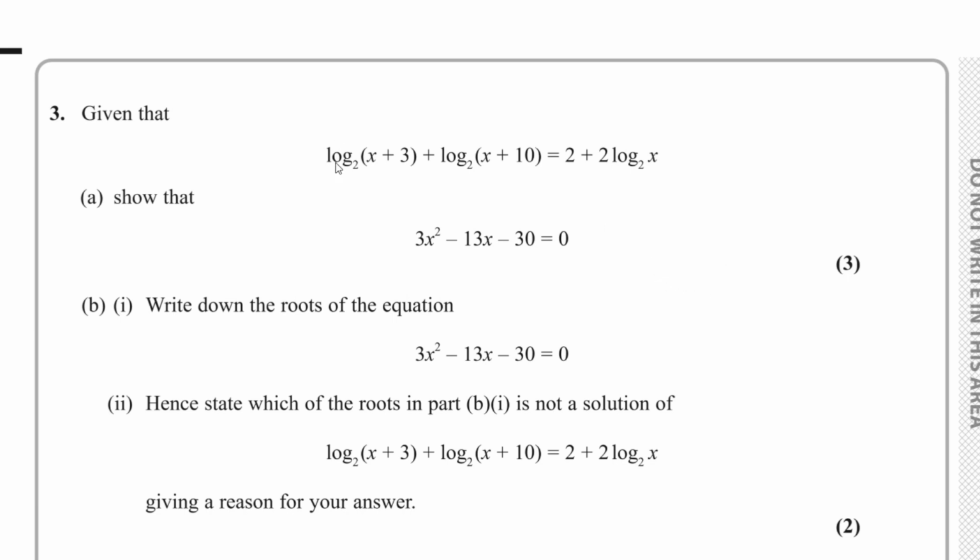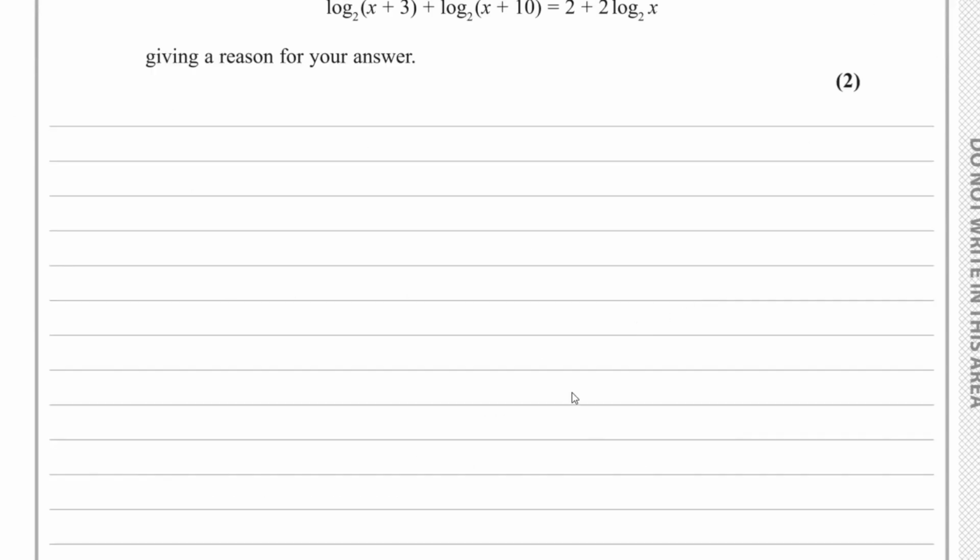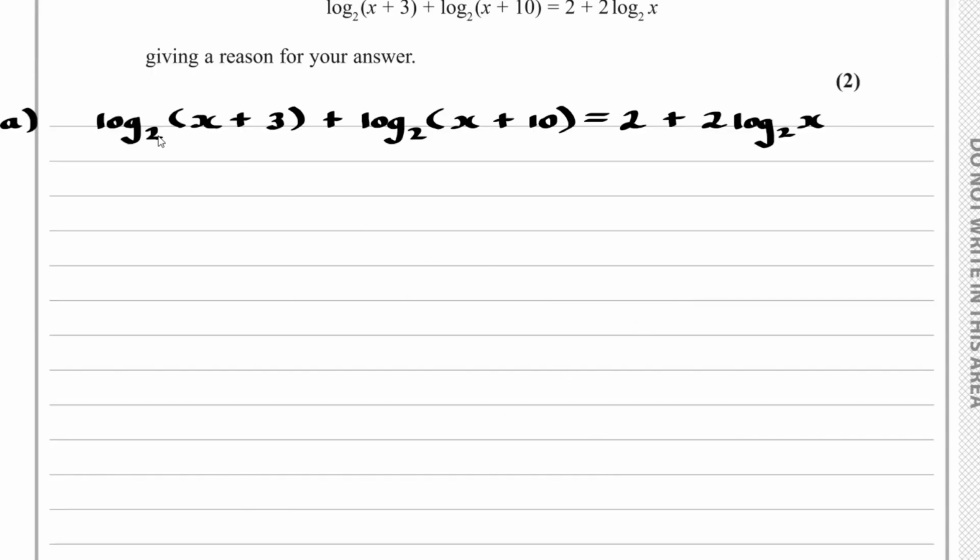Question number 3. Given that log base 2 of x plus 3 plus log base 2 of x plus 10 is equal to 2 plus 2 times log base 2 of x, for part A we have to show that 3x squared subtract 13x subtract 30 equals 0. For part A, we begin with log base 2 of x plus 3 plus log base 2 of x plus 10 equals 2 plus 2 times log base 2 of x.